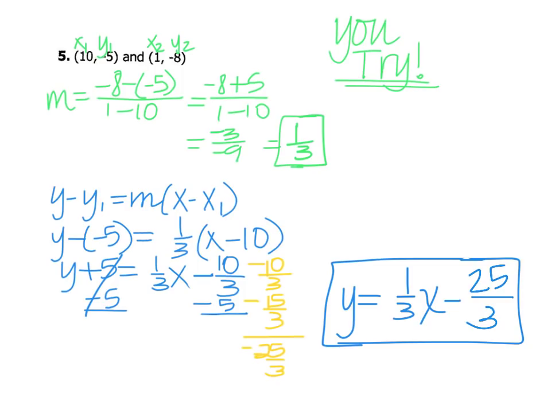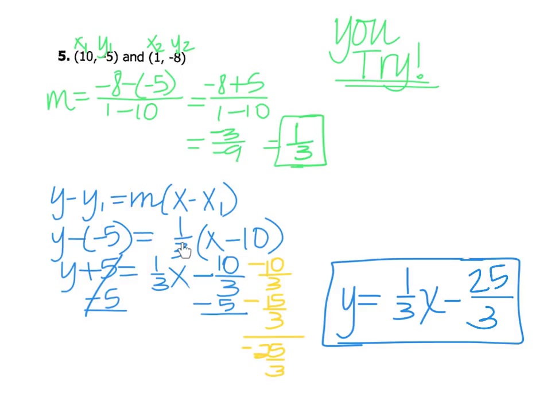So you should have gotten y equals 1/3 x minus 25 over 3. Now, how'd you get there? So you start by labeling your 2 points, x1, y1, x2, y2, and then we're going to find the slope of those 2 points. So we say y2 minus y1 over x2 minus x1. We simplify everything, and we get positive 1/3.